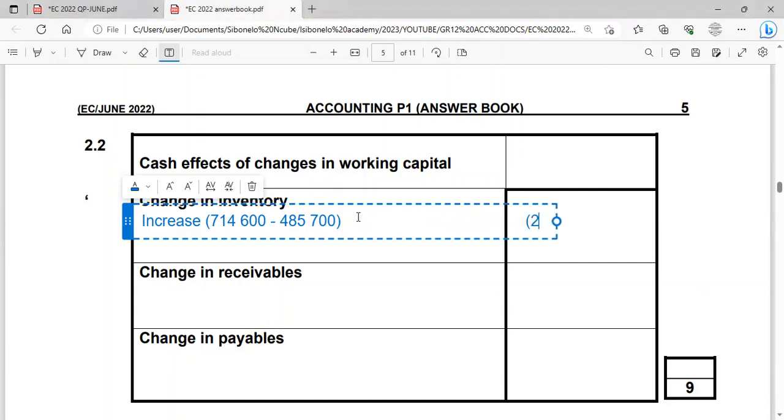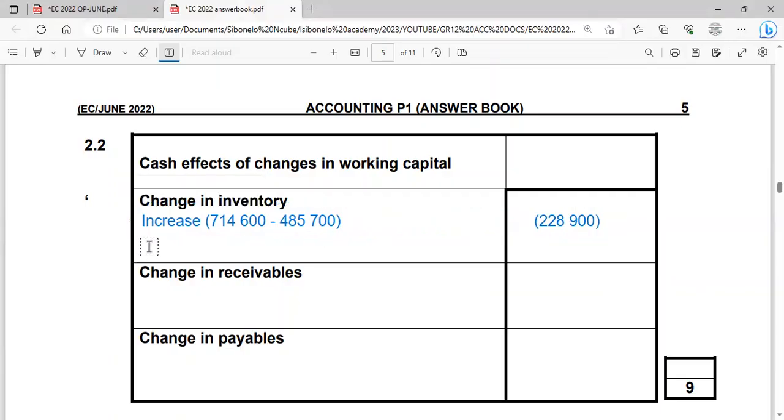So guys, it's an outflow of 228,900. Why is it an outflow? Because the company has acquired more inventory. How do we know that the company has acquired more inventory? Because the inventory balance has increased. We now have more inventory because we have purchased inventory from the suppliers. So that is why we indicate this as an outflow of cash.